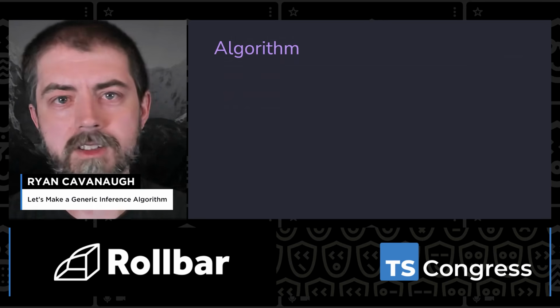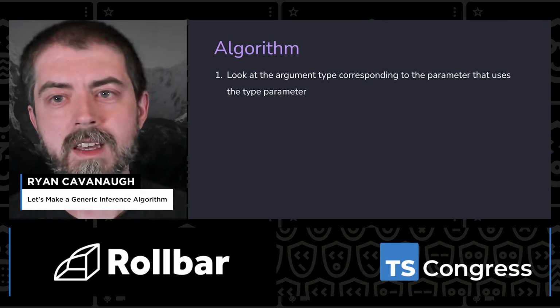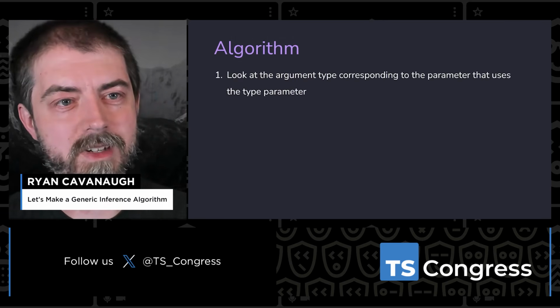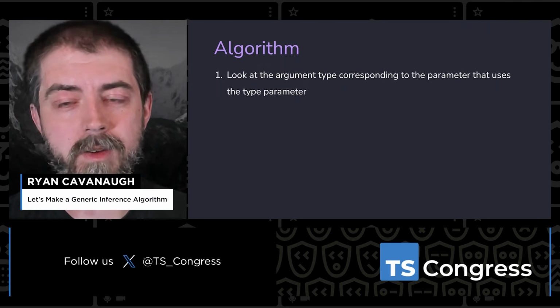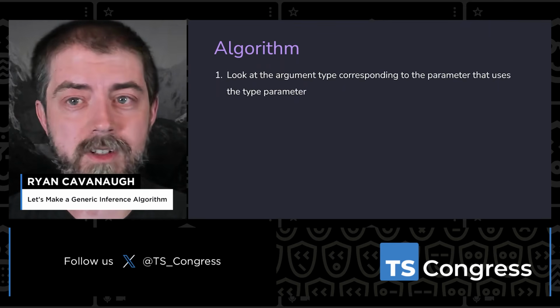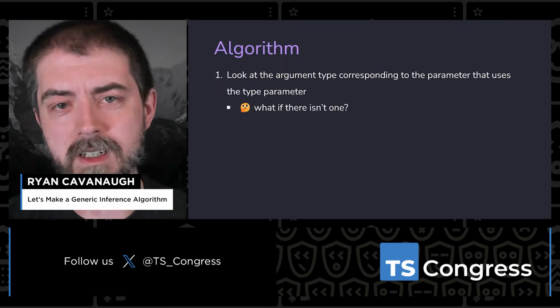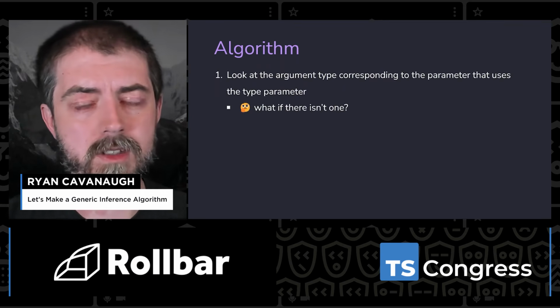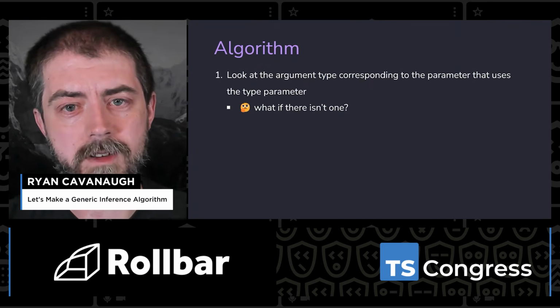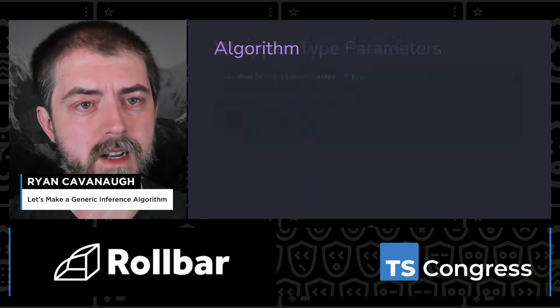Cool. Talk's over. Everyone go home. No. So let's write down the algorithm here. It's like look at the argument type where we see the type parameter being used at top level and just use that. But what if there isn't a type parameter used at the top level of our function signature? It could appear somewhere else.